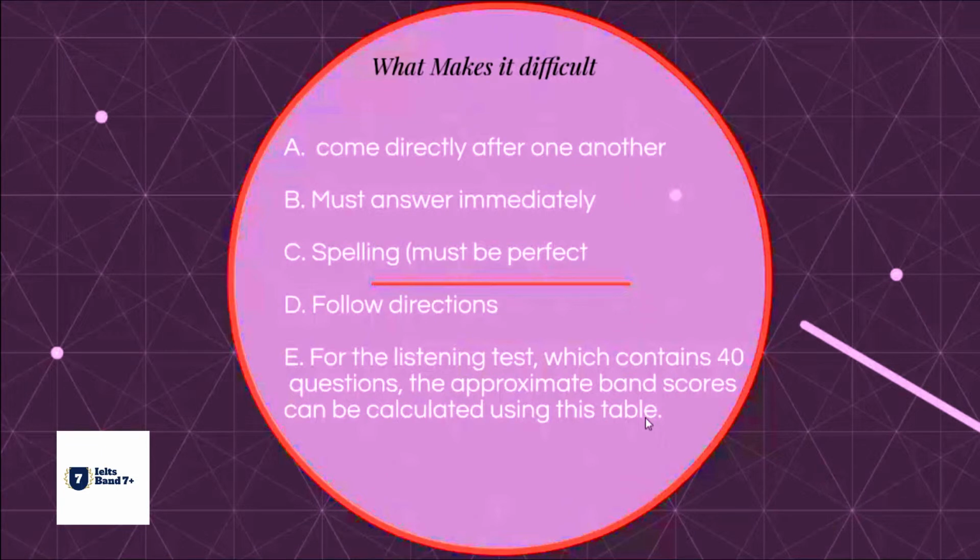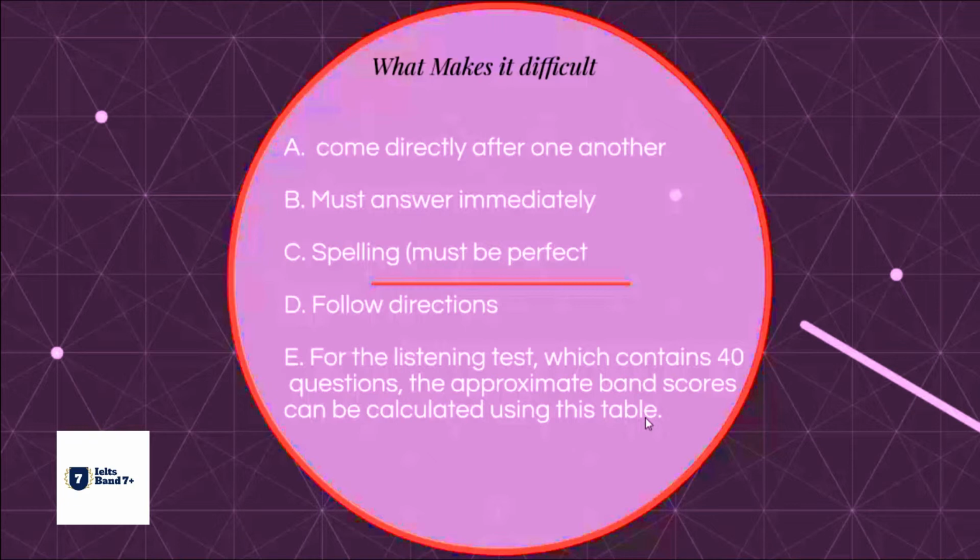What makes the test difficult? Well, number one, the answers come directly one after the other. After you do number 15, they go right to number 16. After number 16, you get into number 17. So there's no time for you to take notes. So when you hear an answer, you've got to write it down. When you hear something that you think is an answer, you've got to write it down. You must answer right away. You must answer immediately. There's no time to sit there and think about it or come back to it because they're constantly moving forward. You have to be ready.